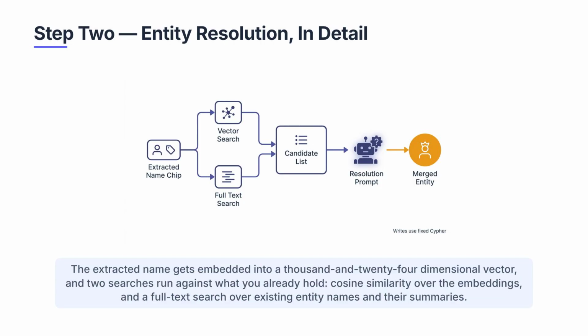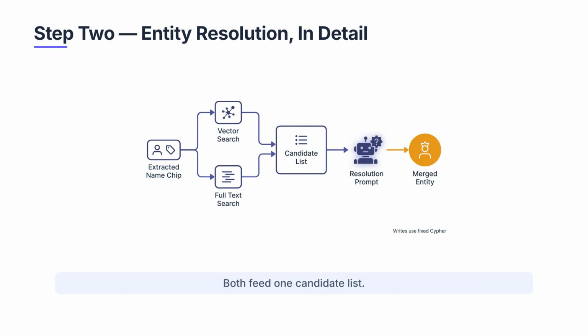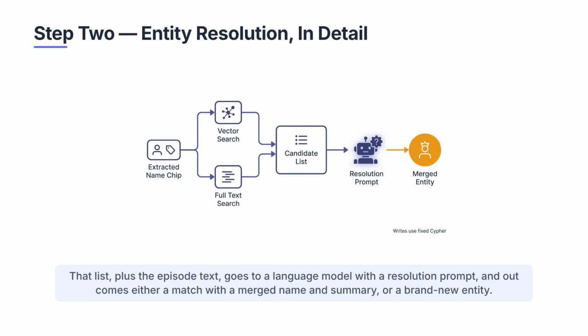The extracted name gets embedded into a 1024-dimensional vector, and 2 searches run against what you already hold. Cosine similarity over the embeddings, and a full text search over existing entity names and their summaries. Both feed 1 candidate list. That list, plus the episode text, goes to a language model with a resolution prompt, and out comes either a match with a merged name and summary, or a brand new entity.